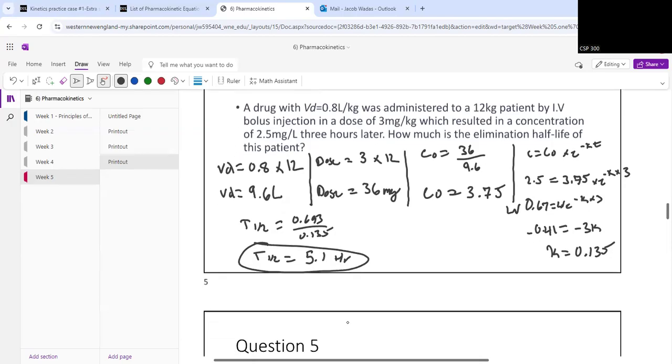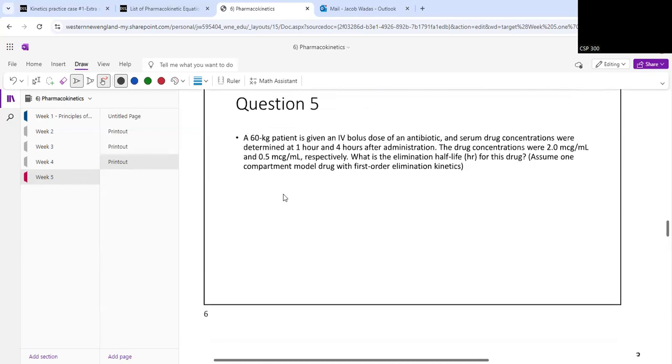Okay, question number 5. A 60-kilogram patient is given an IV bolus dose of an antibiotic and serum concentrations were determined at 1 hour and 4 hours after administration. Right, so now we have 2 different time points. The concentrations were 2 micrograms and 0.5 micrograms respectively. What is the elimination half-life for this drug? Assume 1 compartment model with first order elimination kinetics.